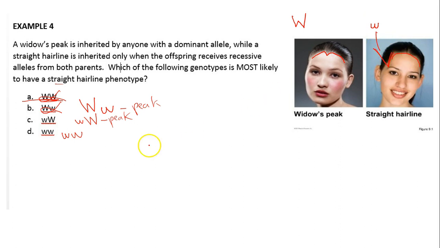Okay, for option D, we have both small w's, which, if you look over here, account for the straight hairline. So obviously, they're going to have the straight hairline phenotype. And remember, of course, this one at the top was also the peak. So we know that our answer for this one should be D. The answer is D.